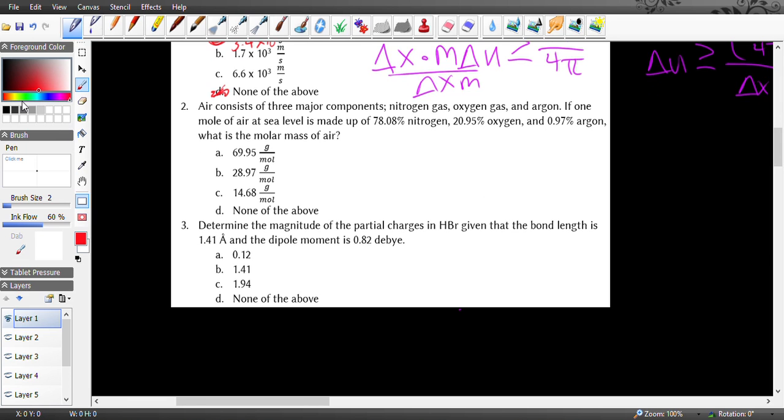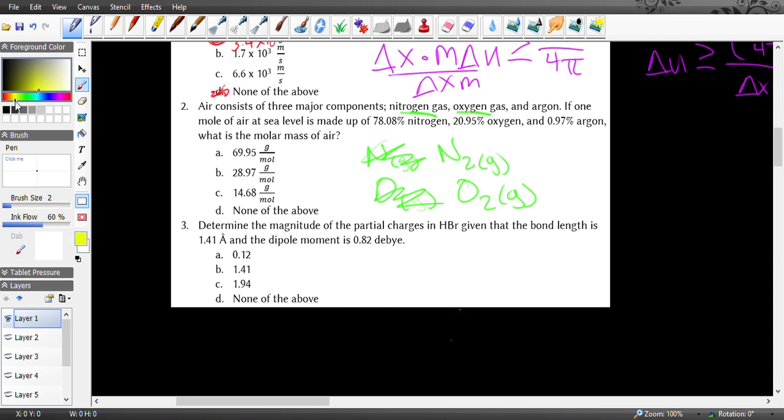Number 2. All right. If I go through this too fast, just pause it and go back to it. Okay, so we find out that air consists of 3 major things: nitrogen gas, oxygen gas, and argon. Now, this is important right here. Nitrogen gas, you would think, is just N, but that's not right. It's N2. It's one of the diatomic elements. Same thing with oxygen. You would think it's just O. Nope. It's O2. So you're going to use the masses of these when you're trying to figure this out.